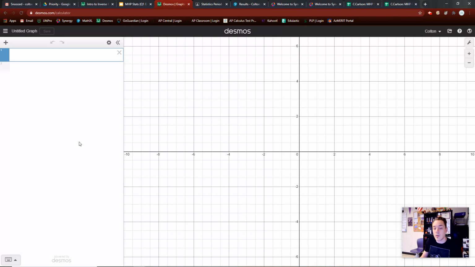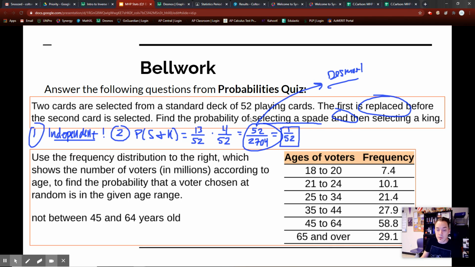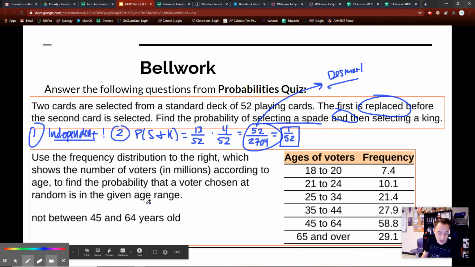52 all over 2,704. So 52 divided by 2,704 gives me that. And then I can put it into a fraction instead of a decimal, and it simplifies it for me, 1 out of 52. Which is awesome. So that is how we do that first question. Very simple, very cut and dry.